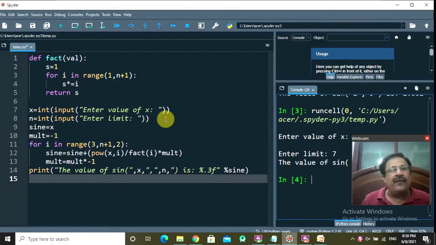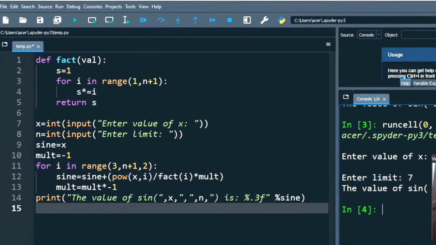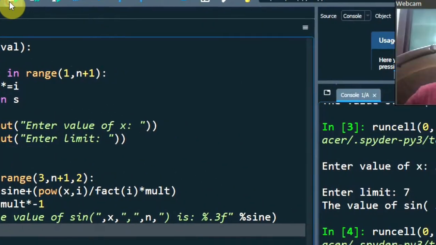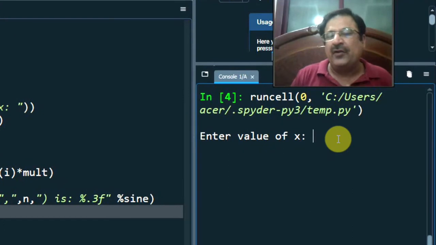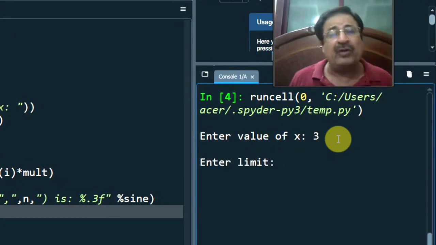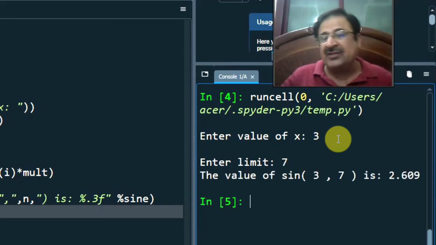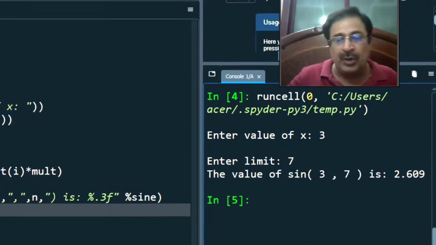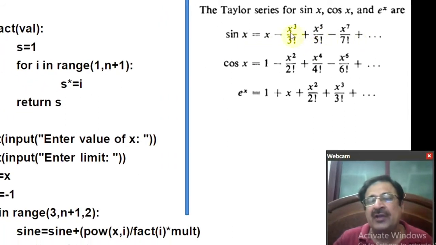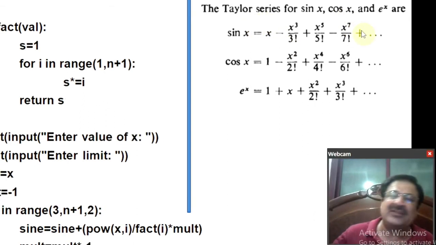This is the code of finding sine x using Taylor series. Let us run this. It is asking me to enter the value of x. Suppose I enter 3. It is asking me the limit, up till what limit you want to calculate the expression. If I enter 7, see the answer is 2.609. This is the sine x using Taylor series. If you replace the value of x by 3, up till 7, and calculate it, you will get the same answer that we saw.